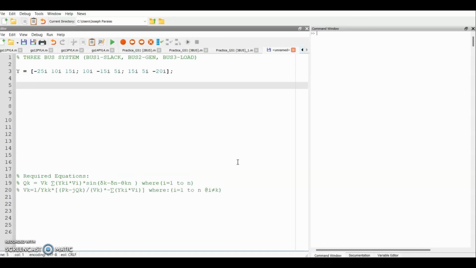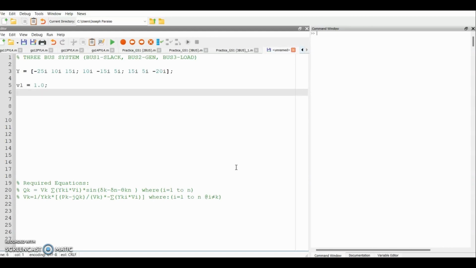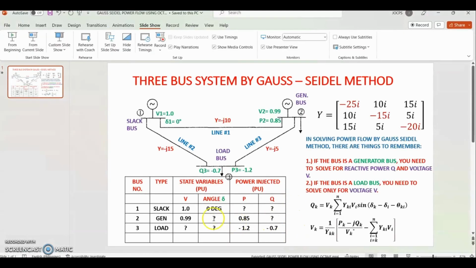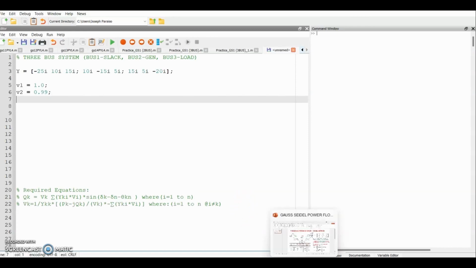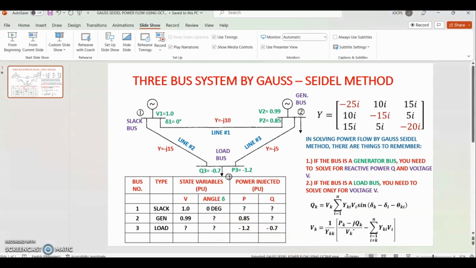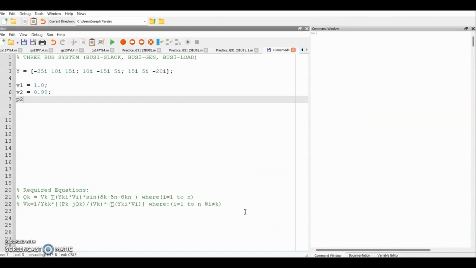Next is to define the known state variables. We have V1, it is equal to 1.0. V2 equal to 0.99. E2 0.85.